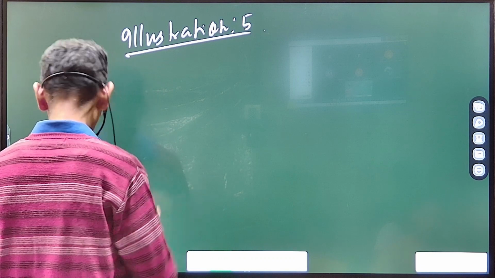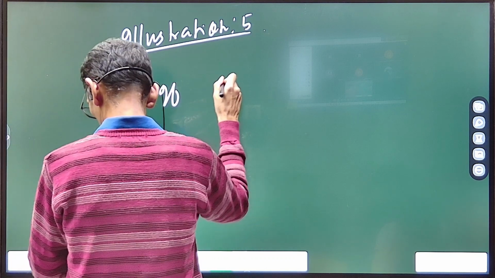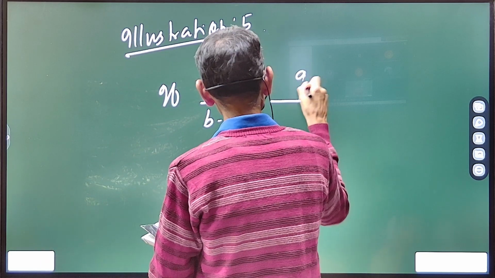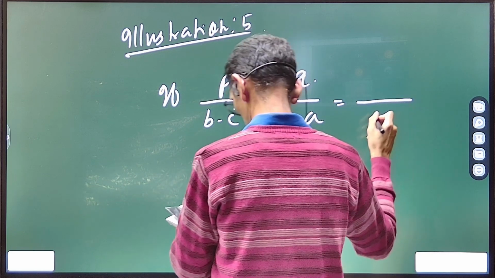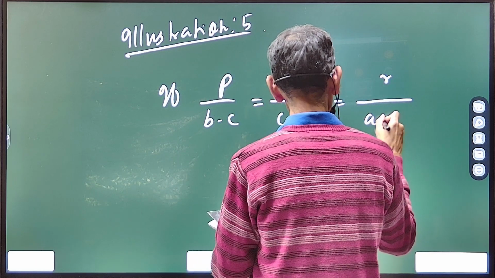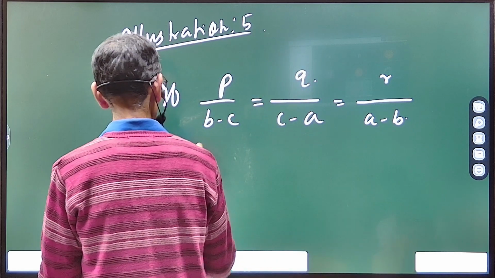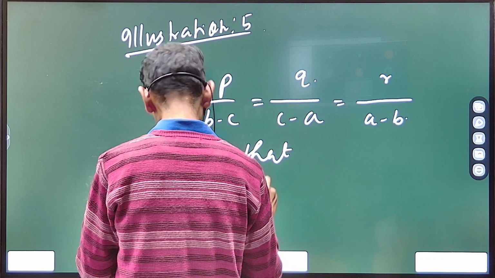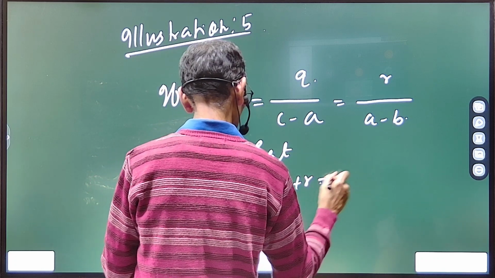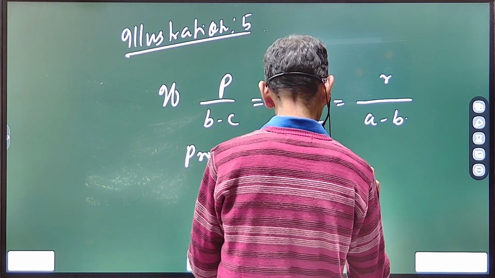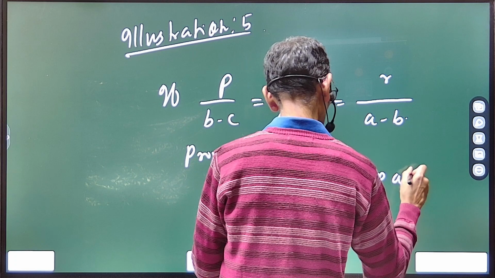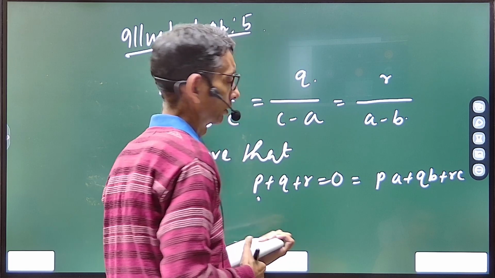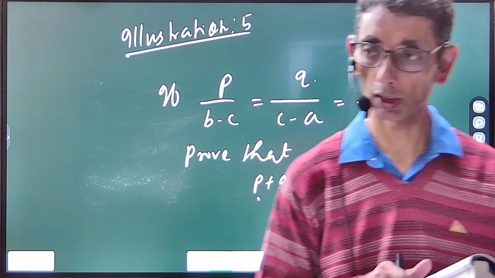Illustration 5. If P divided by B minus C is equal to Q divided by C minus A is equal to R divided by A minus B, prove that P plus Q plus R equals 0 and PA plus QB plus RC equals 0. Solve by yourself. Do it, very easy sums.